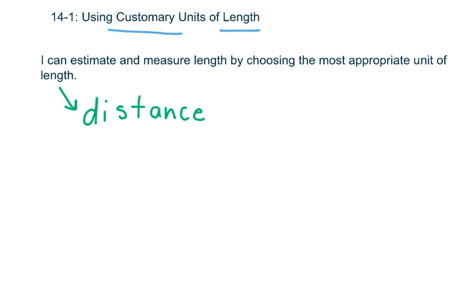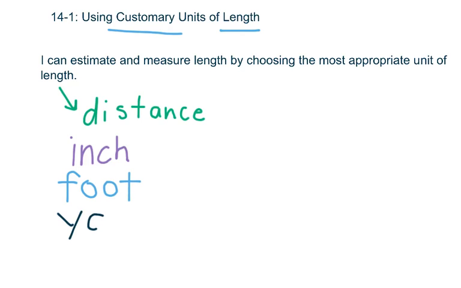You've heard them before, and you've heard me mention them throughout the video. There are 4 types of units that we're going to focus on that have to do with customary units of length. The first is an inch. There are 12 inches in 1 foot. There are 3 feet in 1 yard, and there are 1,760 yards in 1 mile.